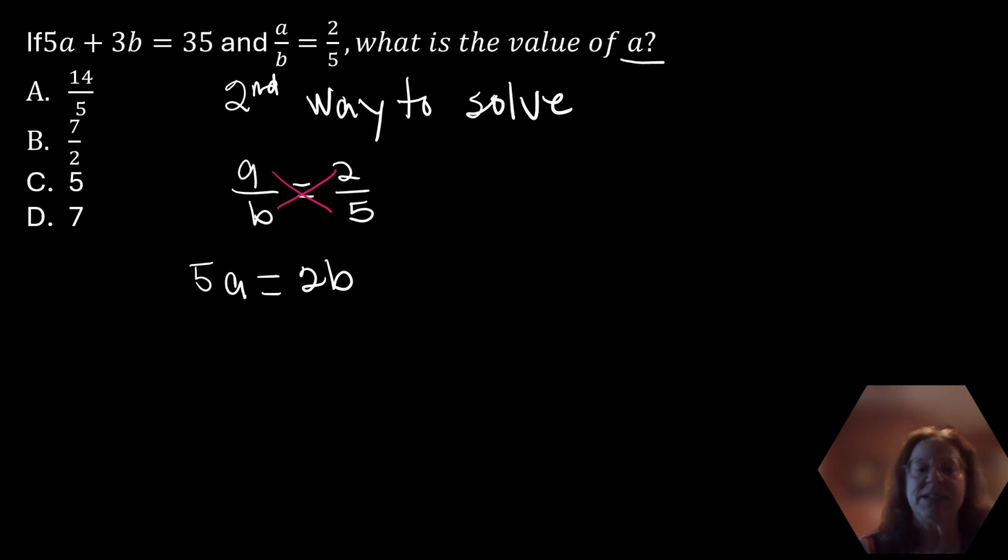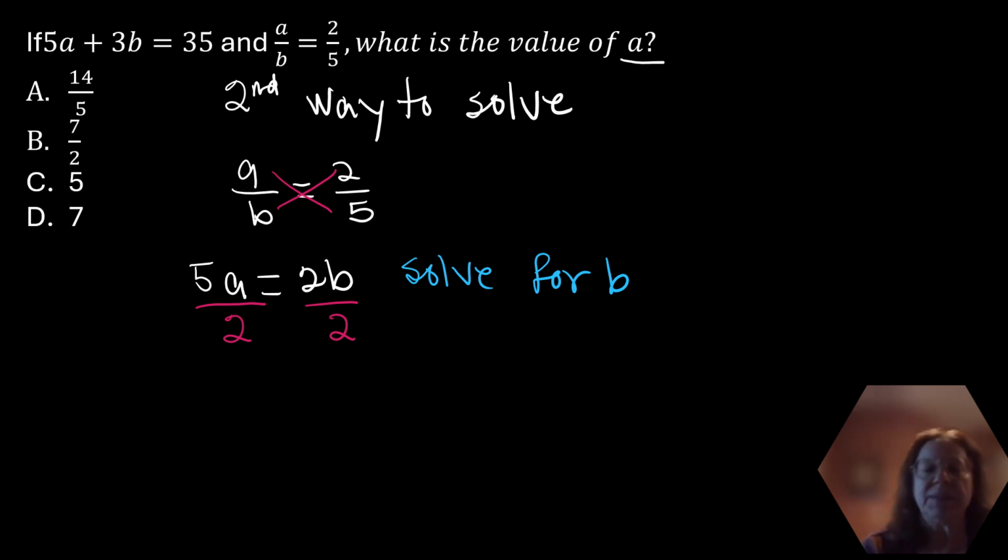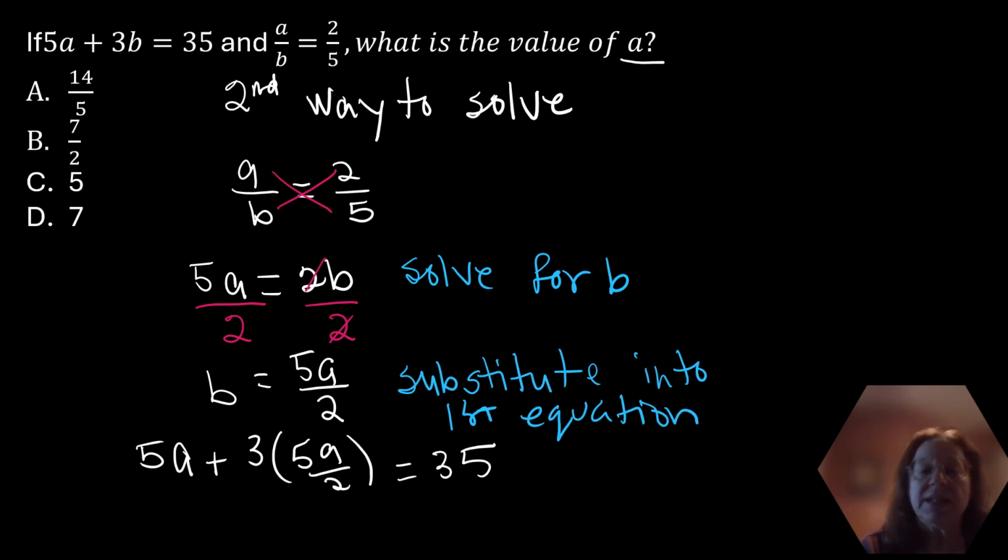The second way to solve is, again, we're going to cross multiply that second equation, 5a equals 2b. But now we're going to solve for a more directly by solving for b here and substituting that answer back into the first equation. So divide both sides by 2, and we get b equals 5a over 2. Now we're going to substitute that into the first equation. 5a plus 3, everywhere you see a b, you're going to put 5a divided by 2, equals 35.